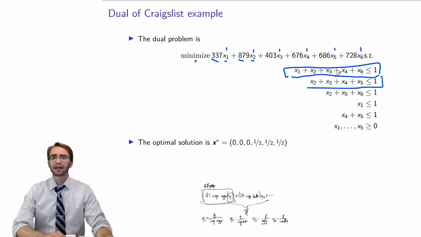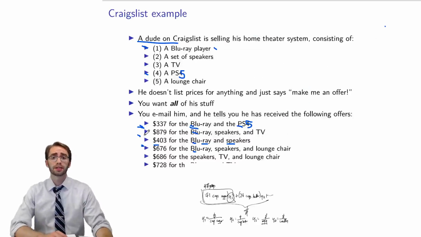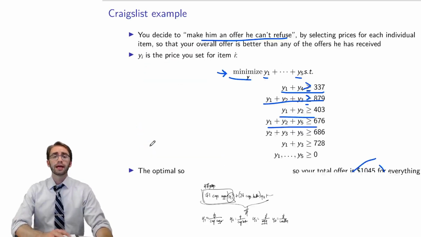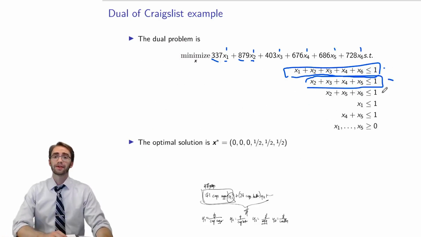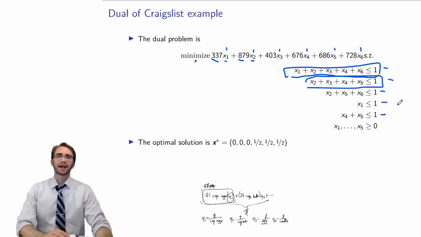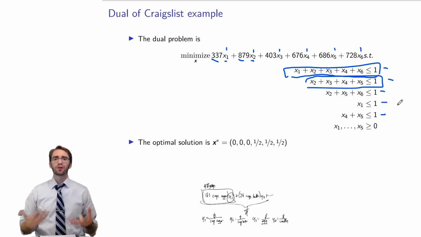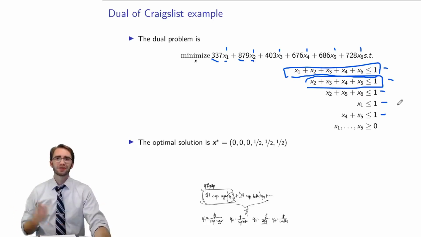Equivalently, the second constraint here is associated with the, let's see what that one is. I can't even remember. It's a set of speakers. It's a set of speakers, and the speakers appear in the second, third, fourth, and fifth constraint. And so therefore, we're going to say that the sum of x2, x3, x4, x5 is less than or equal to 1. Okay, and then equivalently for these other three constraints here, they just come from the different items that the Craigslist guy has, because you cannot accept more than one offer that involves the same item, right? Two offers that both request the Blu-ray player, I can only accept one.